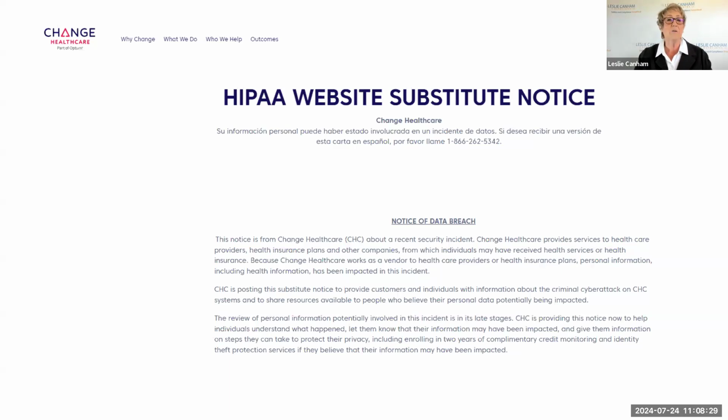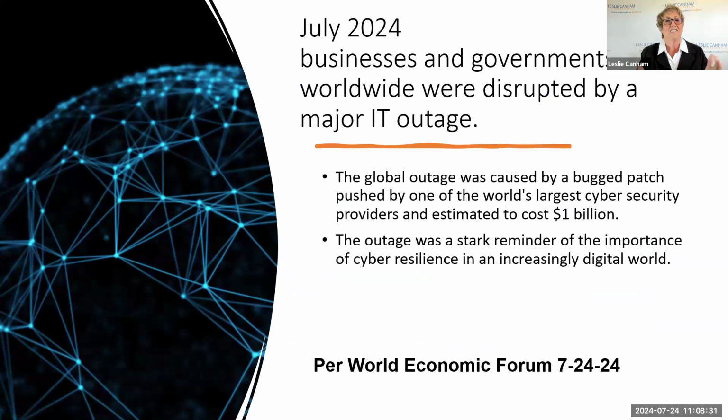So let's go up to just this last week. In July of 2024, businesses and governments worldwide were disrupted by a major IT outage, and some of you may have been affected. I know I was personally affected. I couldn't get into some of my programs, and it looked like maybe the programs had system updates or maintenance. But I'm kind of like the person that keeps trying and keeps trying and keeps trying, thinking it's on my end and it's my fault.